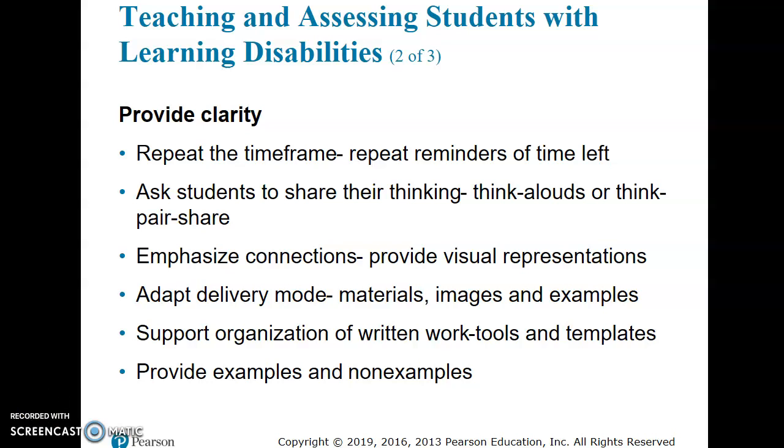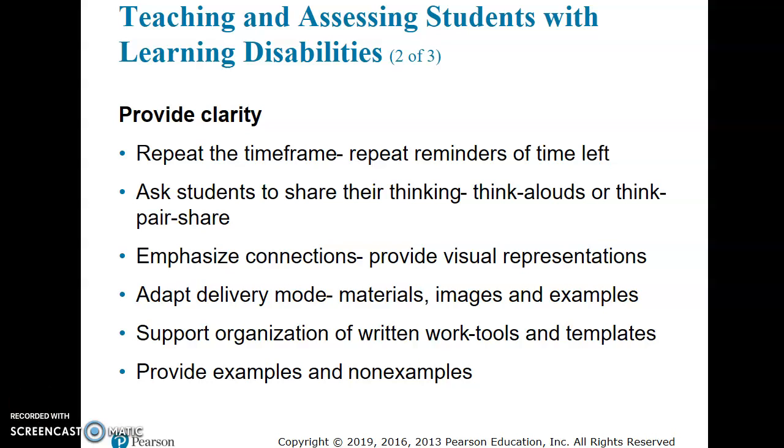Ask students to share their thinking, think aloud, or think, pair, share. Emphasize connections. Provide concrete representation, pictorial representation, and numerical representation. Pose carefully phrased questions to help students connect representations. Adapt delivery modes. Incorporate a variety of visual materials, images, examples, and models. Emphasize the relevant points. Support the organization of written work.